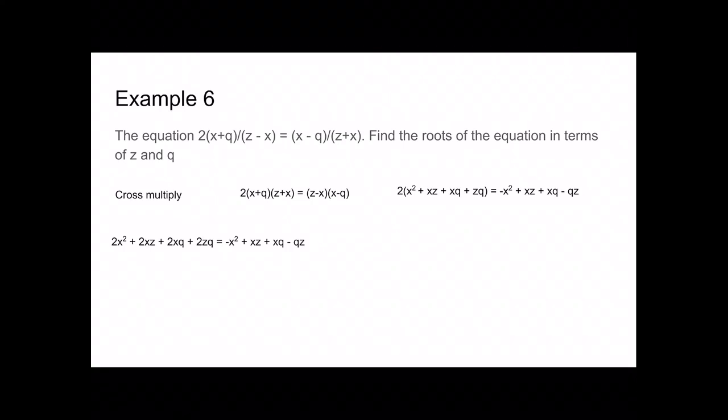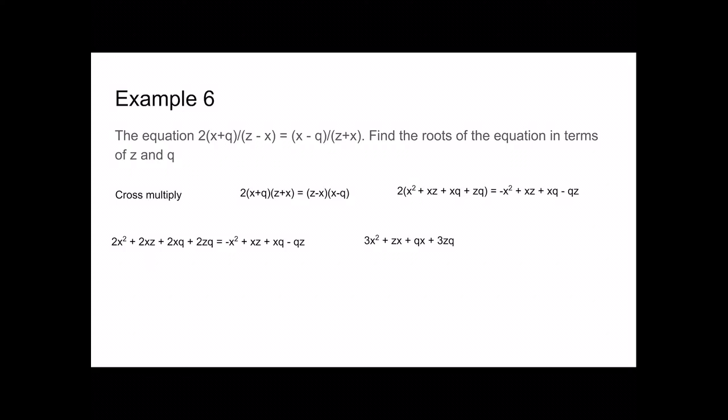And now we're going to move everything to one side and make it equal to 0. So after we make it equal to 0, we can use our quadratic formula in order to find our roots in terms of z and q. I'm going to move everything on the right hand side to the left hand side, so the negative x squared becomes positive x squared, so everything just flips. Positive xz becomes negative xz, positive x cubed becomes negative x cubed, and negative qz becomes positive qz. And if you simplify this, you should get 3x squared plus zx plus qx plus 3zq equals 0.